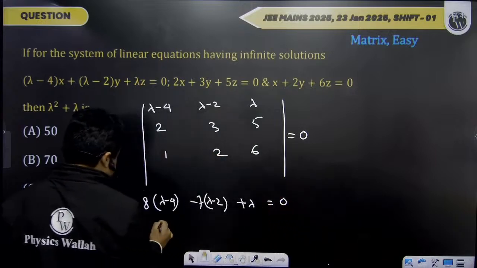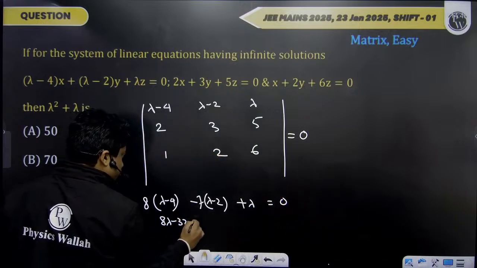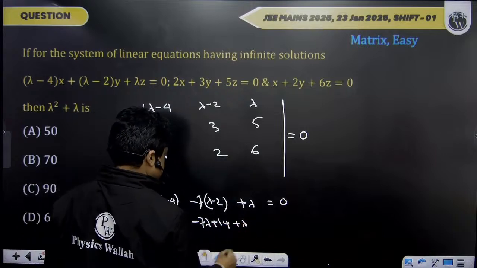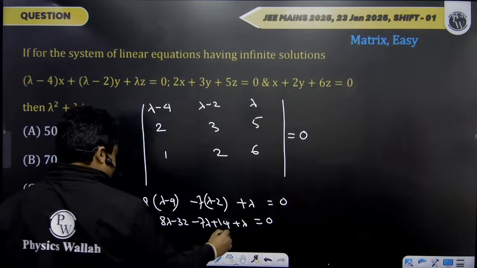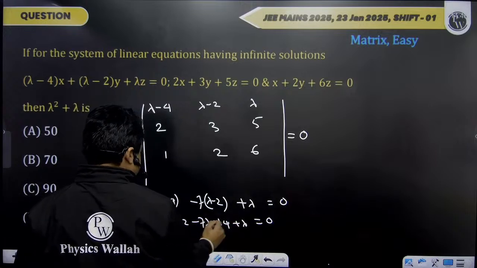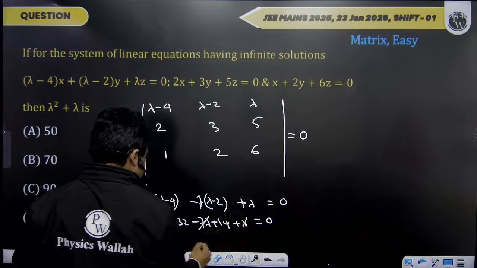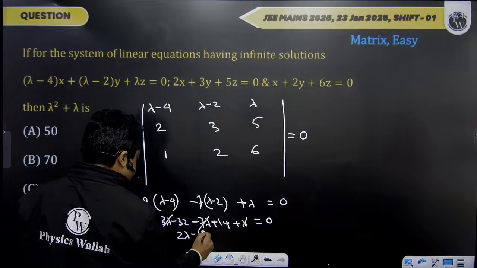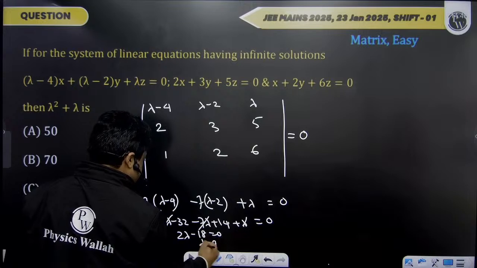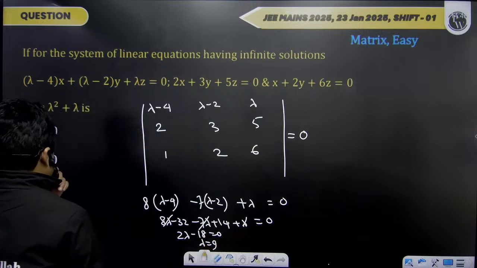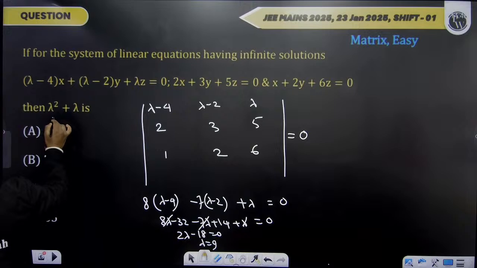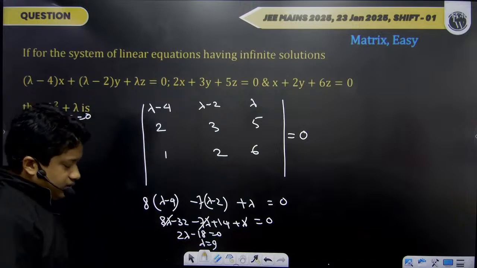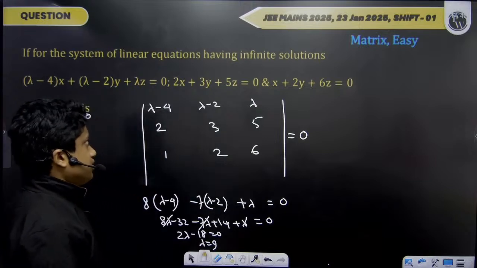So let's simplify this. So 8 lambda minus 32 minus 7 lambda plus 14 plus lambda is equal to 0. So 8 lambda minus 7 lambda, lambda plus lambda, 2 lambda. So 2 lambda minus 32 plus 14 is minus 18 is equal to 0. So lambda is equal to 9. So if lambda is equal to 9, then lambda square will be what? 81 plus 9. So this will be equal to 90. So option C will be the correct answer to this question.